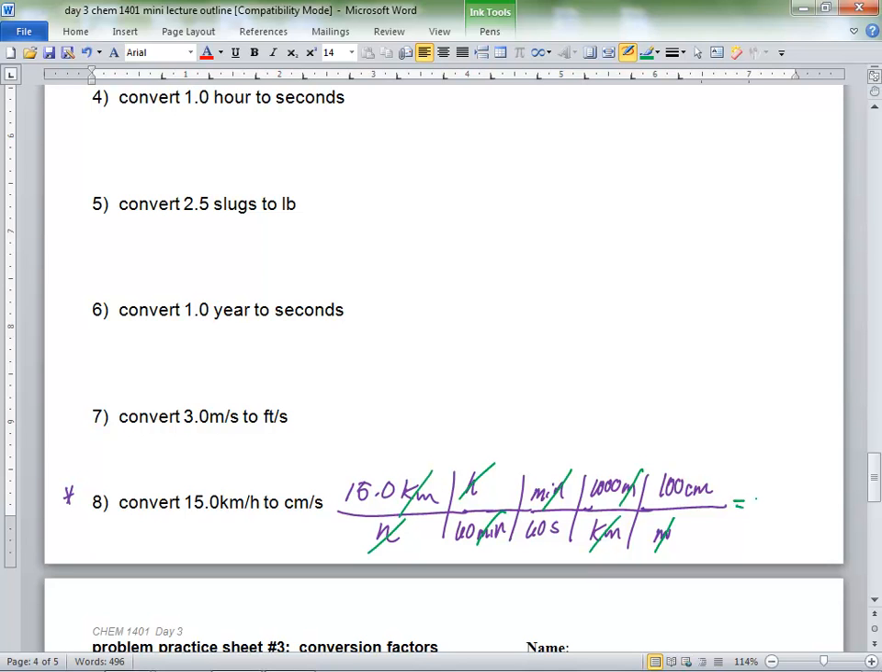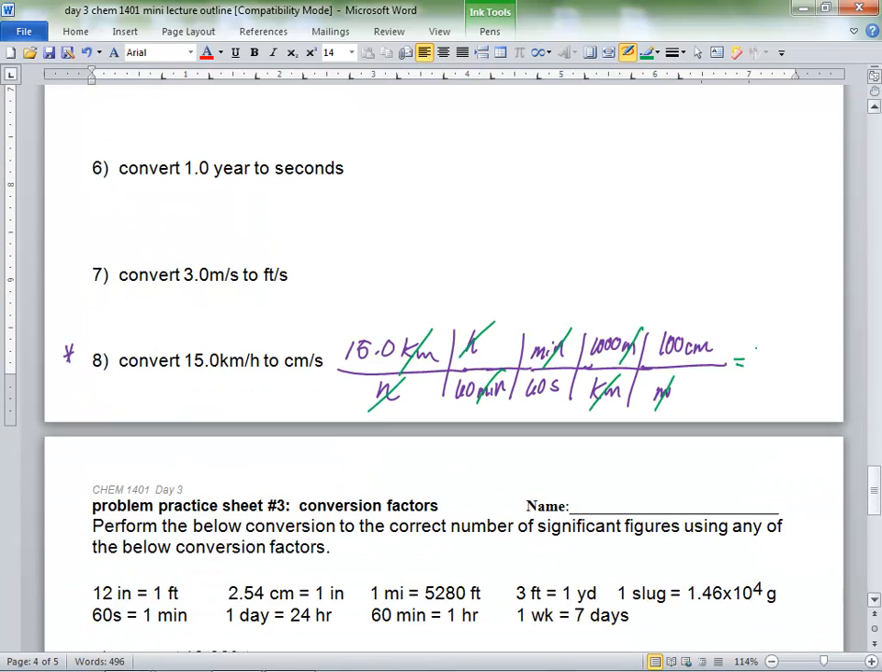So you're getting like 417? 417. Okay, 3 sig figs. Looking good?